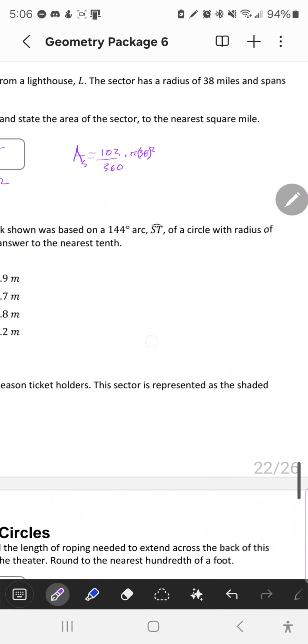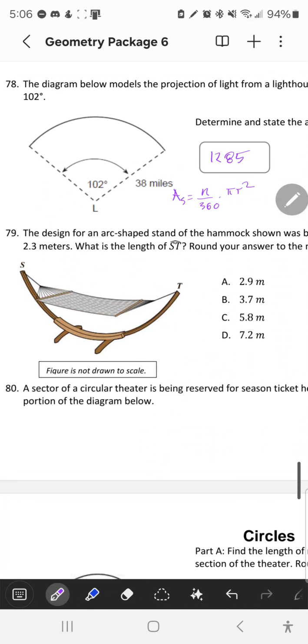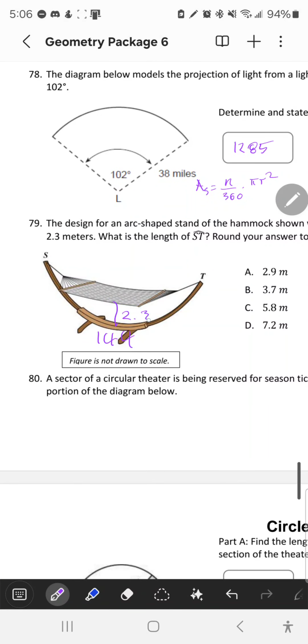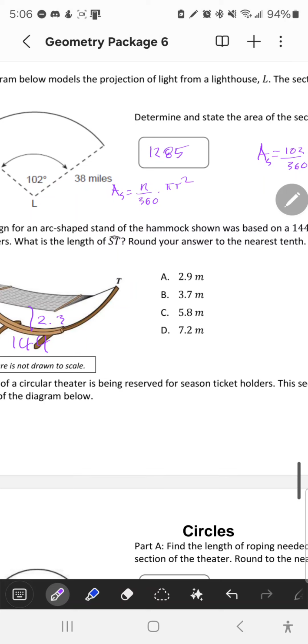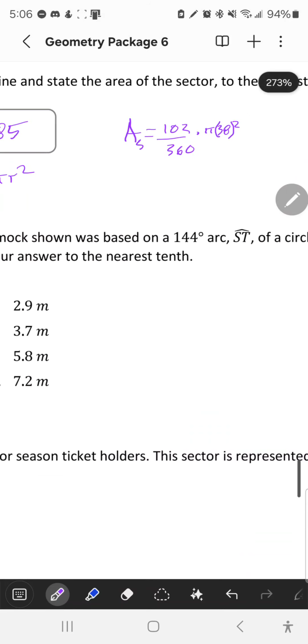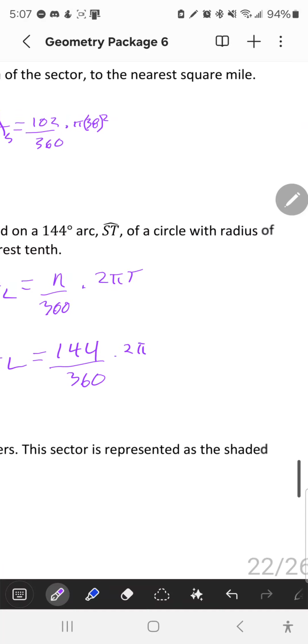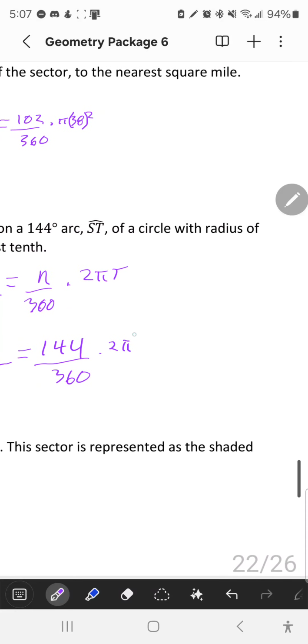144 degrees. We have the radius 2.3 meters, so this is 144, and the radius 2.3. And they're asking for the length. Okay, the length, we have the arc length going to be equal the angle over 360 times the circumference, the length of the circle, which is 2 pi r. So that will be equal 144 over 360 times 2 pi times r, which was 2.3.